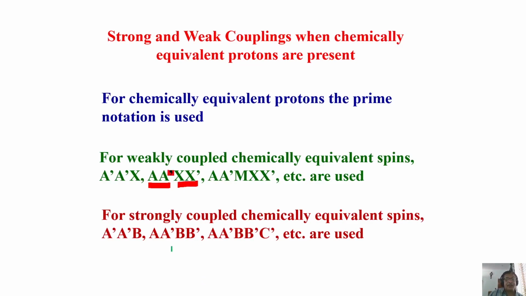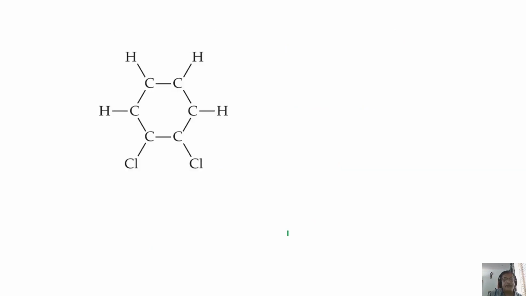Similarly, X and X prime, what does it mean? There are two protons far away from this A, having the same chemical shift again. They are chemically equivalent, so you have to use the prime notation. You call those two spins X and X prime. In the same way, you can write for strongly coupled systems, AB, AB prime, all those things. You will get more clarity by taking an example.